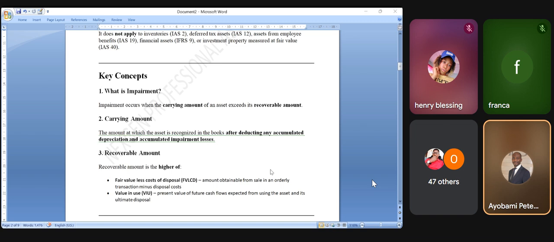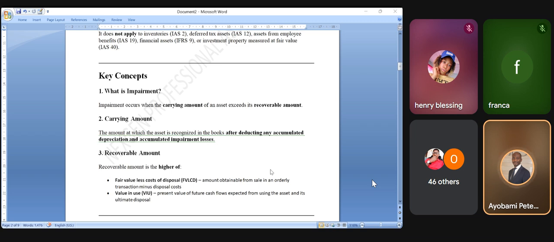So if you are in an exam, or you are seeing a live question, or you are treating any question, once you see that they give you cash flow, they tell you that this asset is expected to generate 100,000 naira for the next 5 years at a discount rate of 10%, just know that you are going to discount those future cash flows to determine what we call the present value of the asset. And that is what we call value in use. So for you to determine your recoverable amount, it must be the higher of the fair value and the value in use. Whichever is higher between the two.